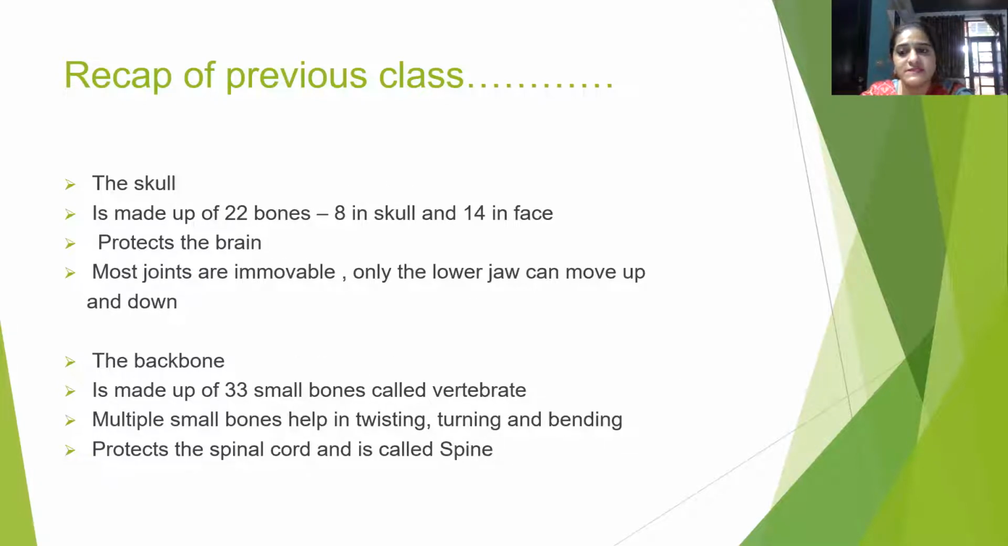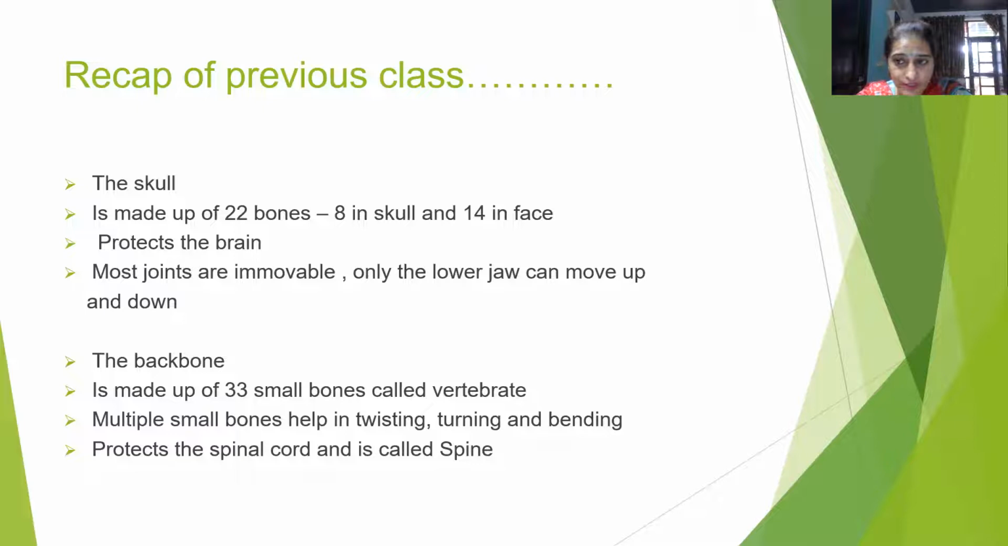The main parts of the skeleton system are, number one, the skull. The skull is present in our head, and you all know that the skull consists of 22 bones. And out of these 22 bones, 8 are in the cranium and 14 in the face. So all these bones are joined together with fixed joints. So we will be focusing further on that.